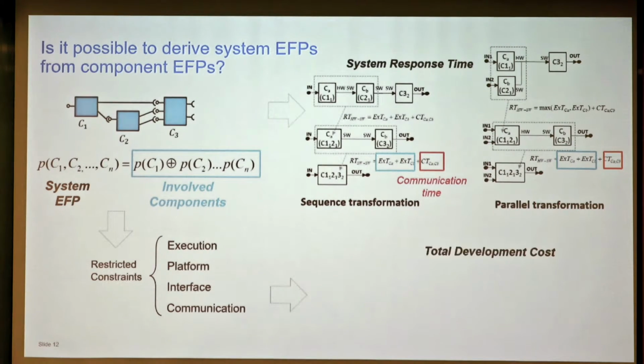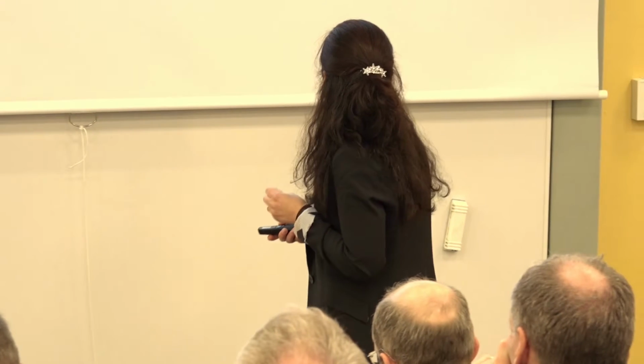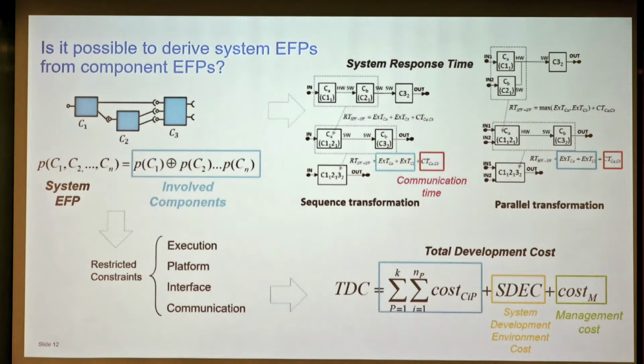Another example of this property is the total development cost, for instance, for which we were able to provide a formula that considered the individual cost of the components, plus the cost of the development environment used to develop the application, plus the cost of the management for the project. Those are examples of rules that we have provided to facilitate the designer in applying MULTIPAR.